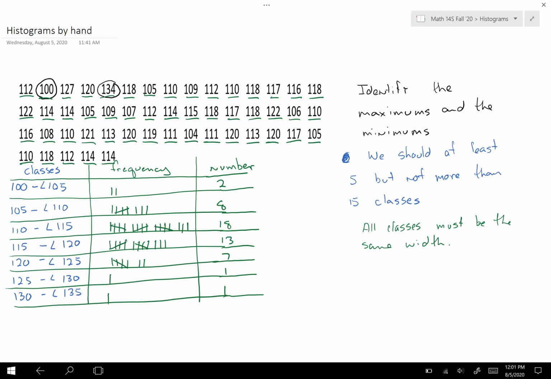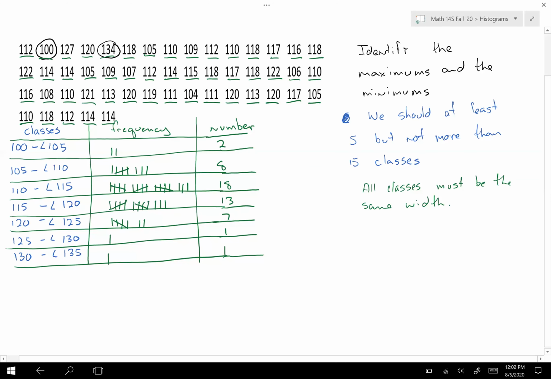Now, again, the width I chose is somewhat arbitrary, but notice that I got 1, 2, 3, 4, 5, 6, 7 classes out of it, which satisfies the requirement that I suggested, which is we want to have at least 5, but not more than 15 classes. All right, so now the next part of what we're going to do is go through and take this information and create a histogram.